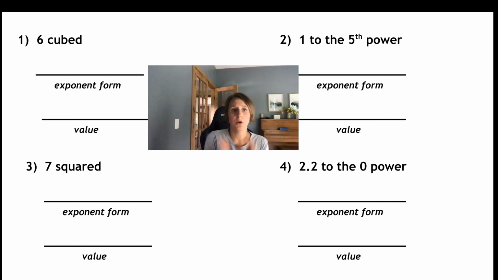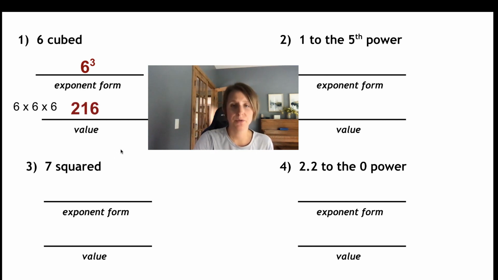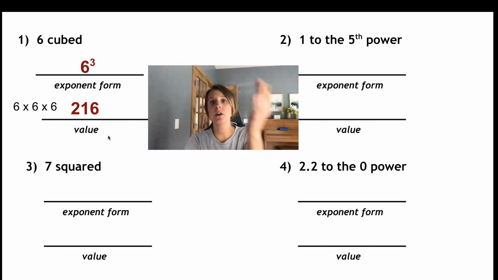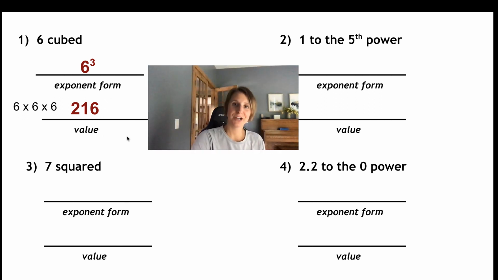So 6 cubed, what would that be in exponent form? How you read it is how you're going to write it here. So exponent form would be 6 to the 3rd power, right? What is the value? So now you need to evaluate 6 to the 3rd power. In your calculator, you can use the exponent button, or you could type in 6 times 6 times 6, right? What do you get? What's the value? 216. Okay, so I'm looking for the exponent form and I'm looking for the value. Pause the video, do the remaining 3, come back and check your work.